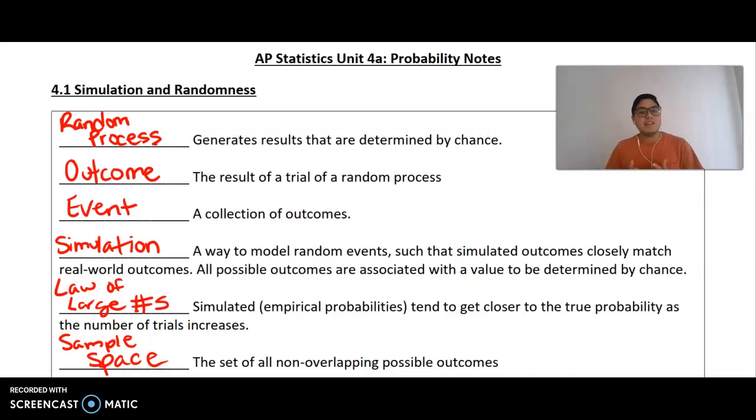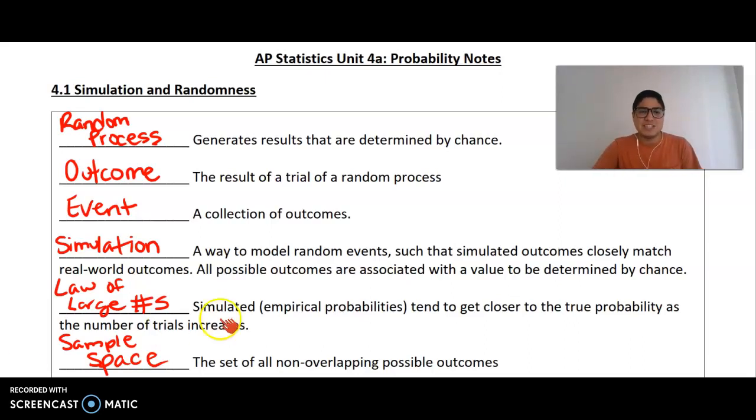So, a random process is something that generates results that are determined by chance. An outcome is a result of a trial of a random process. Events are collections of these outcomes. A simulation is a way to model random events such that simulated outcomes closely match real-world outcomes, and thus all possible outcomes are associated with a value to be determined by chance. The law of large numbers says that simulated or empirical probabilities tend to get closer to the true probability as the number of trials increases. And lastly, we have the sample space, which is a set of all non-overlapping possible outcomes.